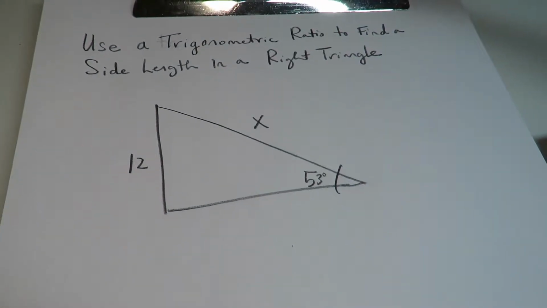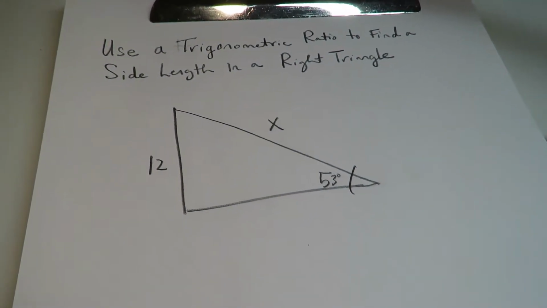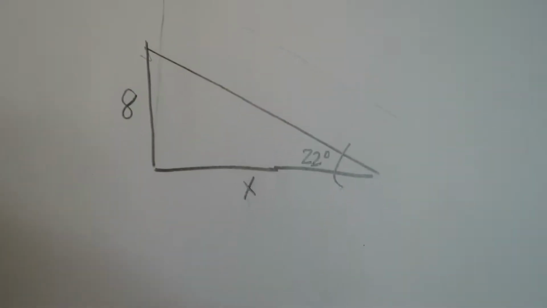Okay, gang, let's use a trigonometric ratio to find a side length in a right triangle. I'll do 2 of these, okay?